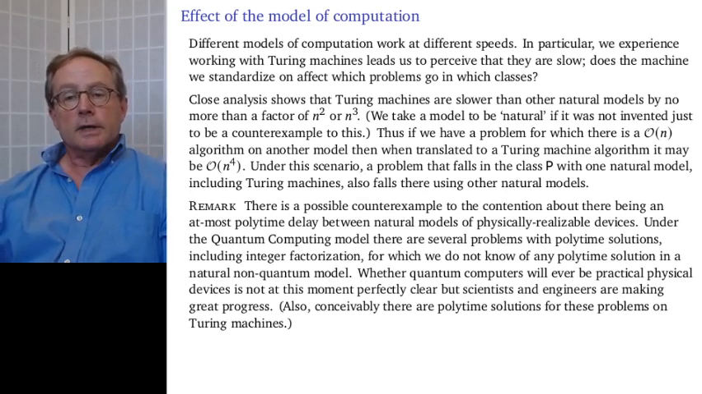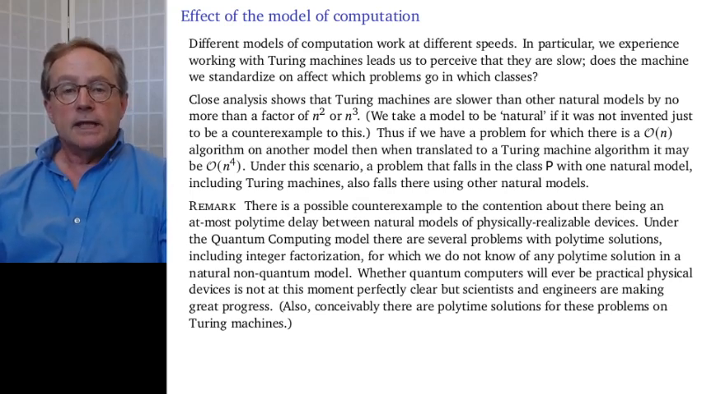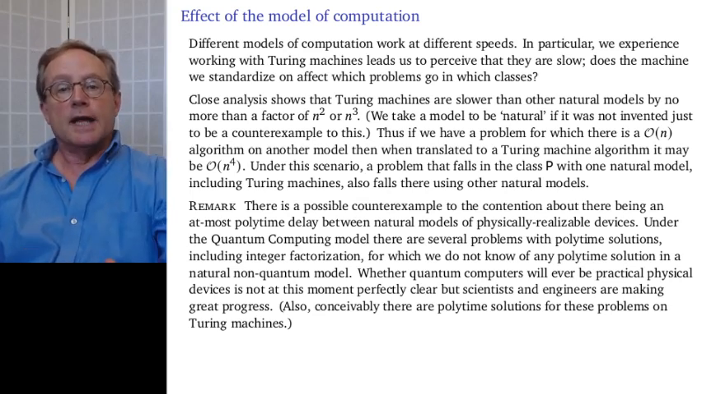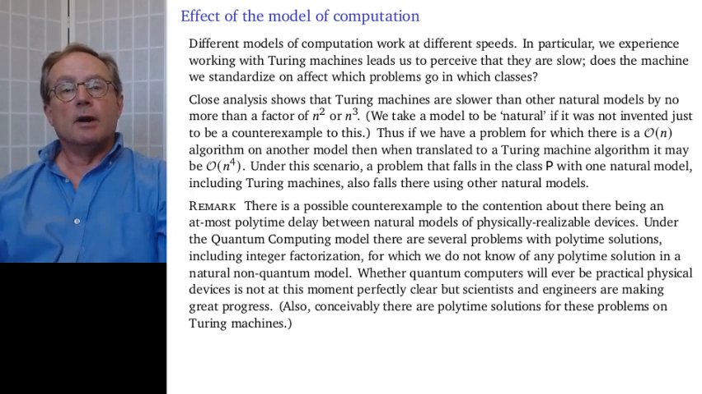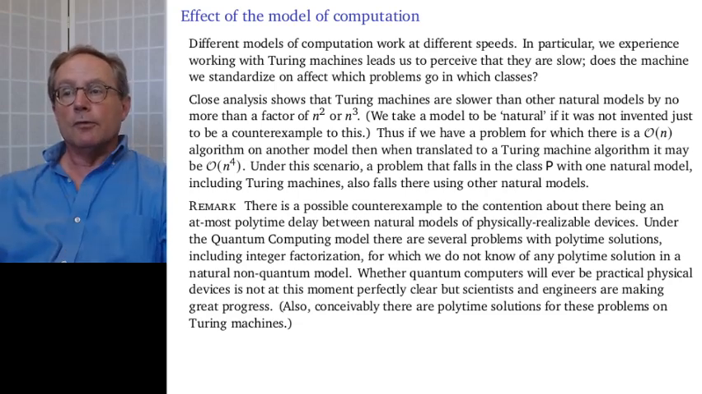But still, it's a necessary adjunct to the second paragraph there, that it seems at least very possible that there will be physically realizable devices that show this gap. They can do some problems in polytime that a Turing machine cannot do in polytime. So although we don't have a definitive statement, I think it's worth remarking.